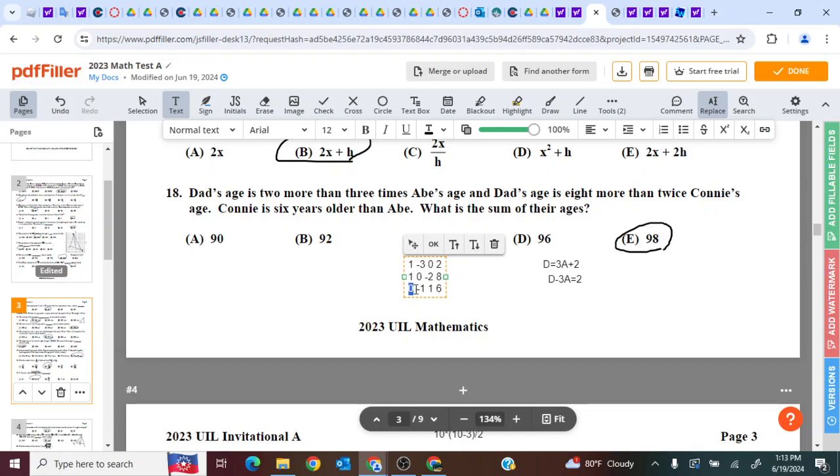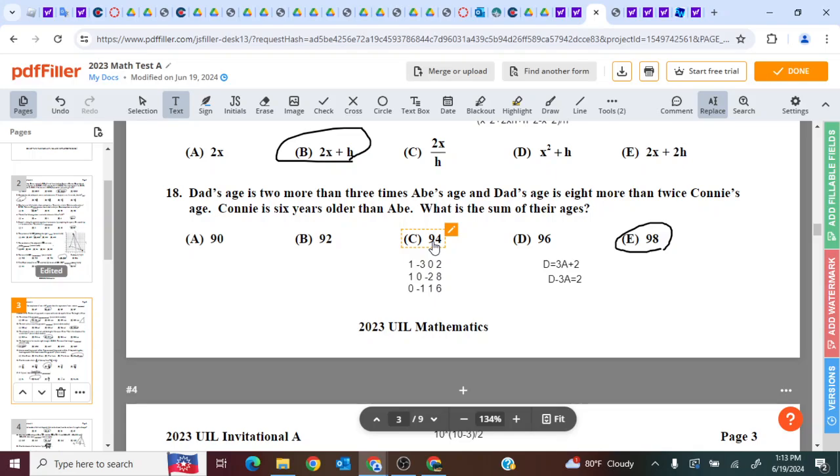And then you do the same thing for Connie and Abe. Connie right here is equal to Abe plus 6 years. So that's where -1 and 6 come from. And once you do that, go to matrix, ref, and then you'll get a value of 98 if you add up all three of the variable results.